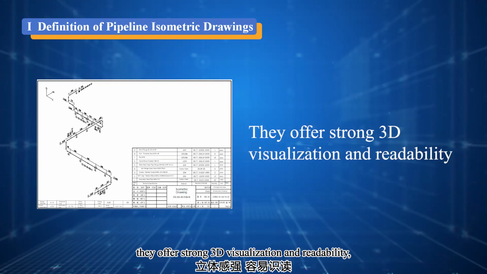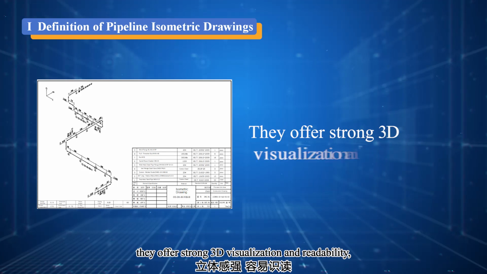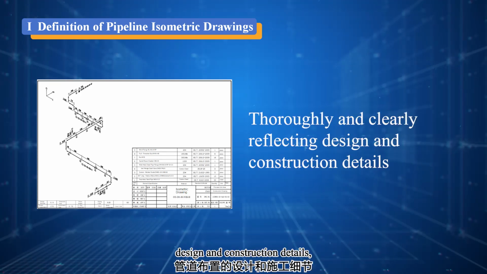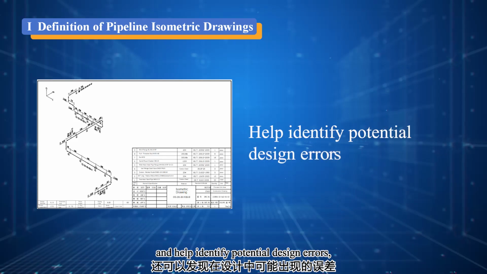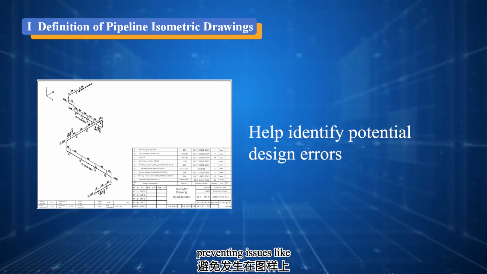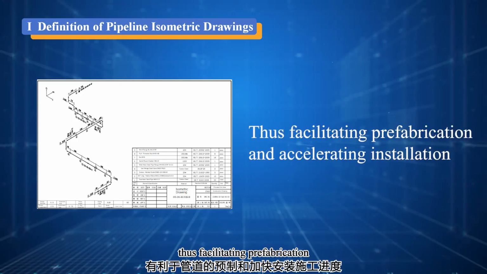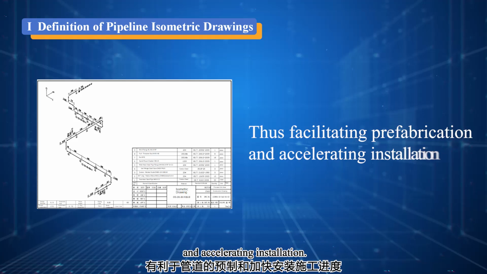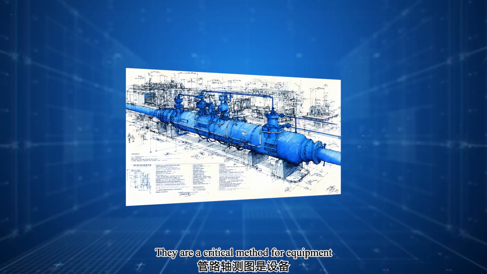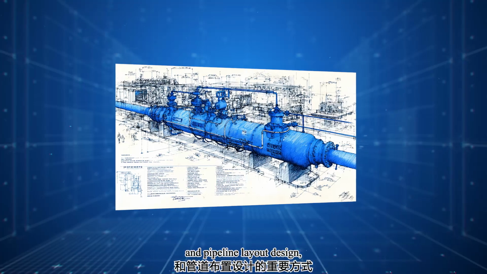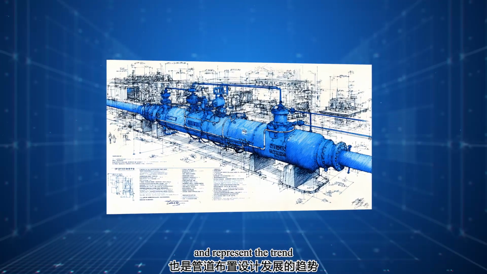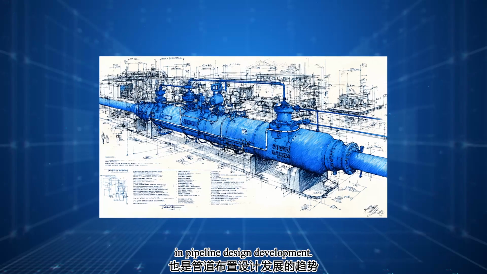They offer strong 3D visualization and readability, thoroughly and clearly reflecting design and construction details, and help identify potential design errors, preventing issues like pipeline clashes that are not easily detectable on the drawing, thus facilitating prefabrication and accelerating installation. They are a critical method for equipment and pipeline layout design and represent the trend in pipeline design development.